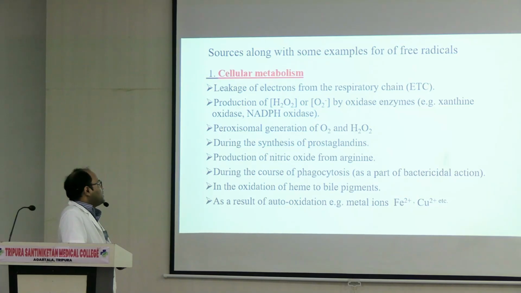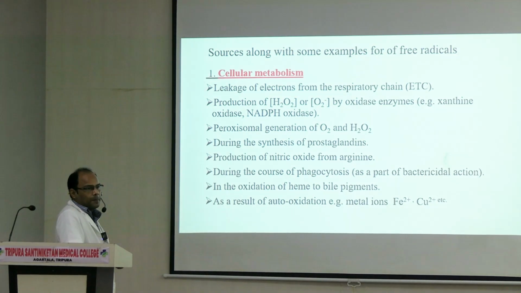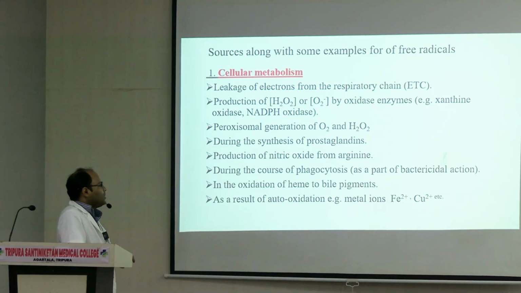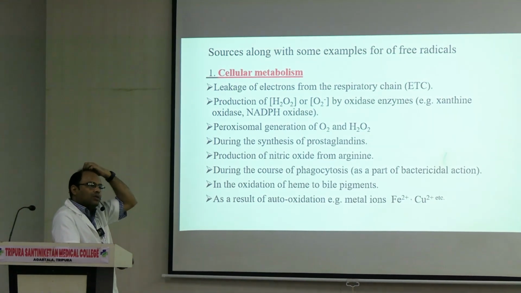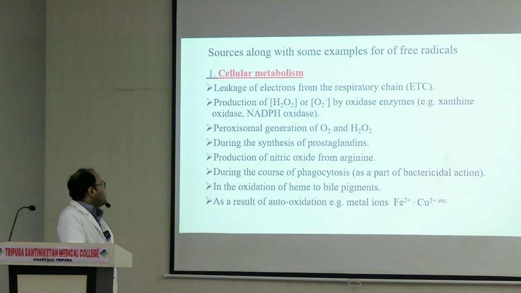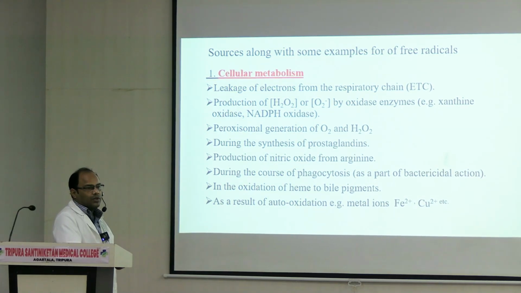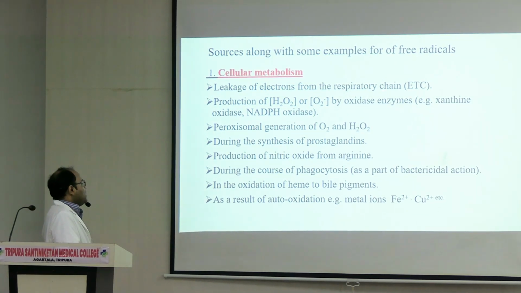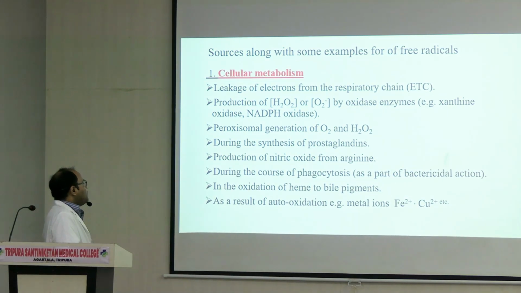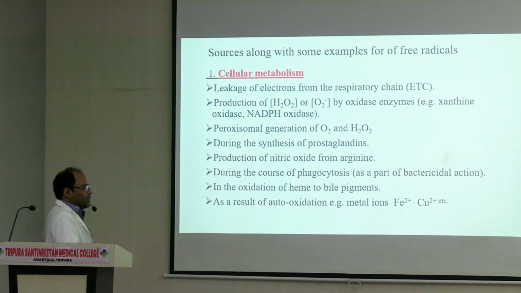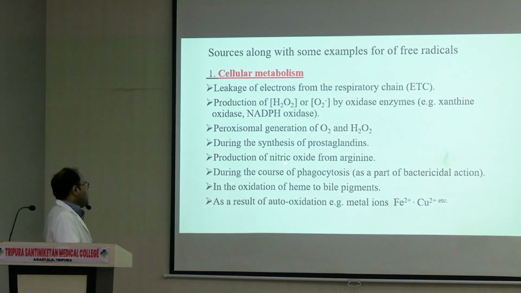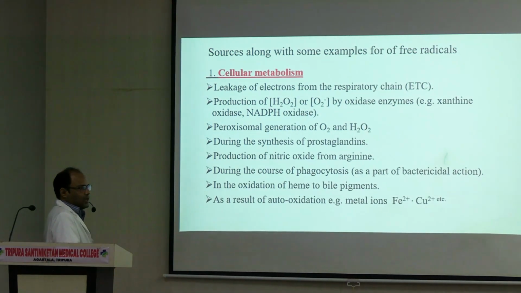Another is production of hydrogen peroxide and superoxide by some enzyme processes like xanthine oxidase, NADPH oxidase, etc. Xanthine oxidase is required for purine synthesis, and the enzyme NADPH oxidase is used by macrophages and neutrophils. They produce superoxide. The most important source is the respiratory chain, then another source is the enzyme system, then another source is peroxisomal generation of oxygen and hydrogen peroxide, and some processes like generation of prostaglandin, production of nitric oxide from arginine. These generate reactive oxygen species.